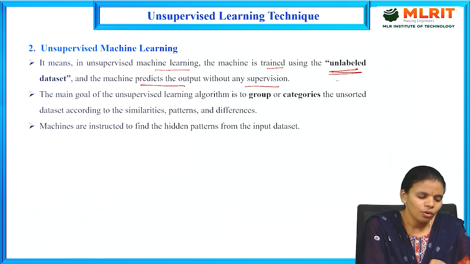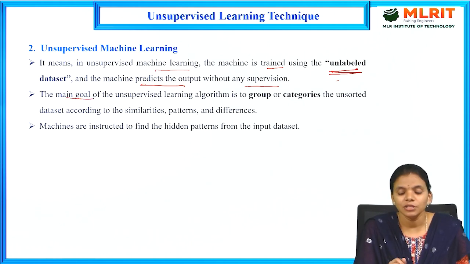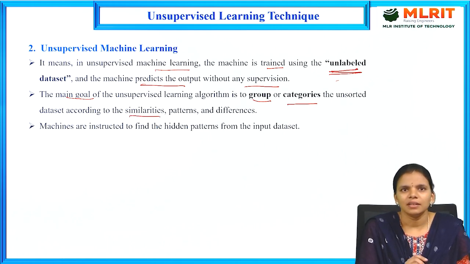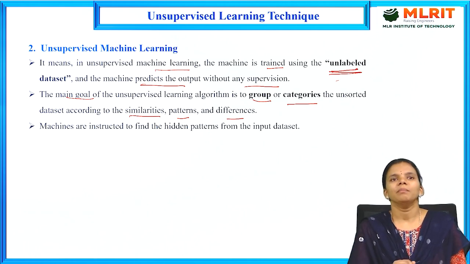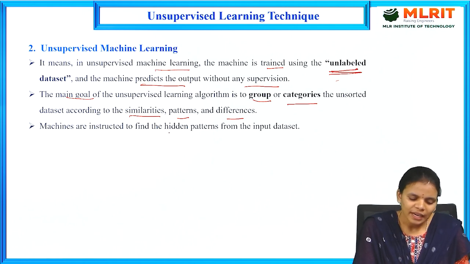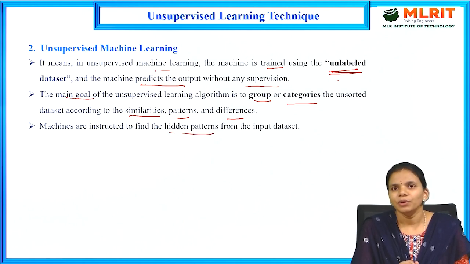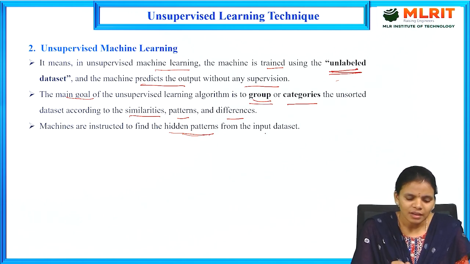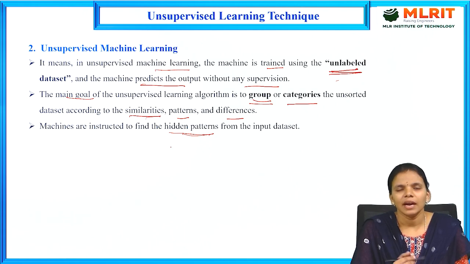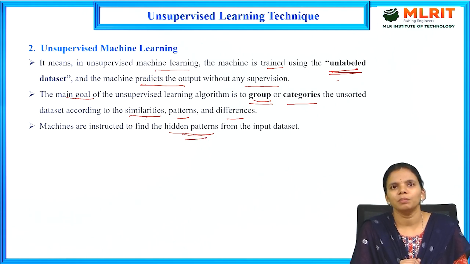The main goal of the unsupervised machine learning technique is to group the data points, or to categorize the unsorted data points, according to the similarities, patterns and differences present in the data set. In this technique, machines are instructed to find the hidden patterns present in the input data set. So the main goals are: first, to group the data points based on categories or similarities, and second, to find the hidden patterns from the input data set.